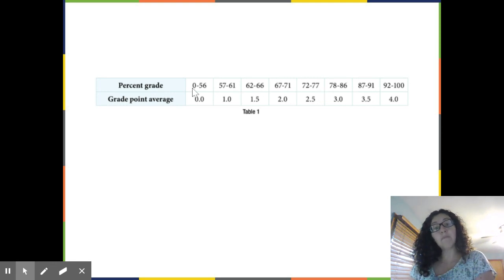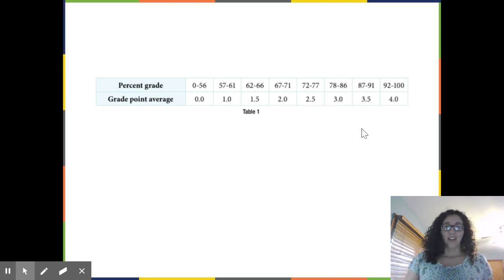If our input is percent and our output is grade point average, we've got a function. If our input is a grade point average and our output is a percent, it's not a function, right? Because one grade point average could give you any number of percent grades. Okay? All right, so that's the definition of a function, and we are going to work with that a lot this semester.